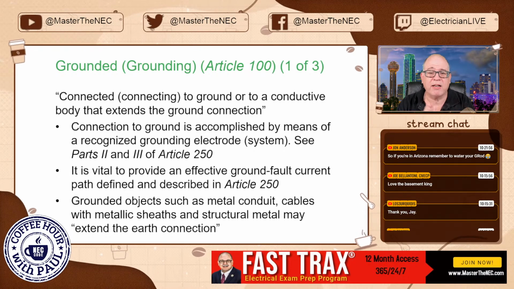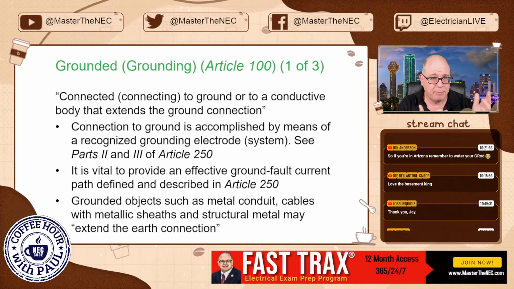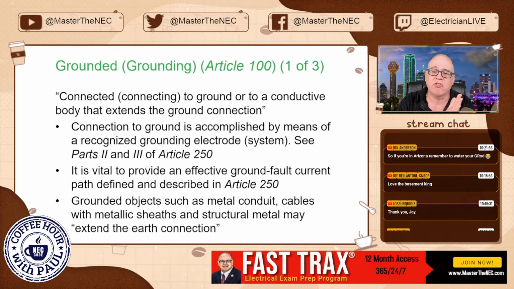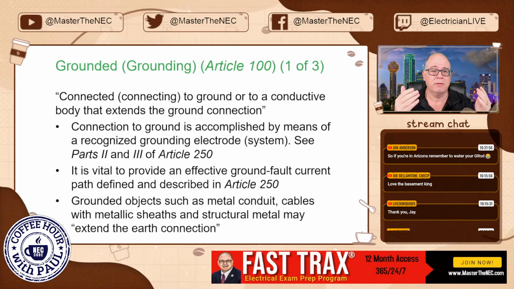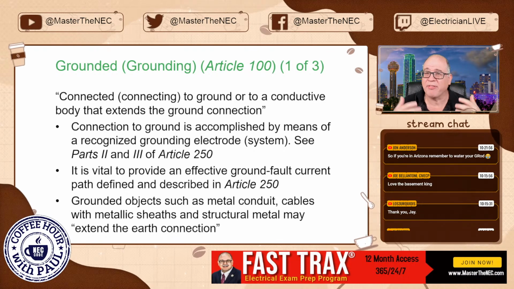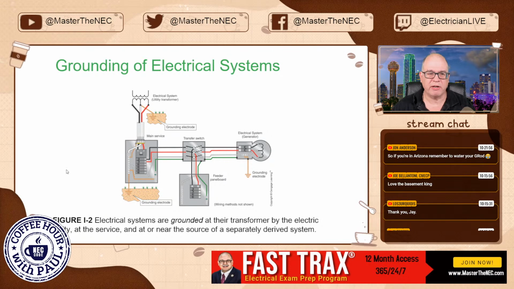So, grounded objects such as metal conduits, cable with the metallic sheathing, like an MC, things like that, and structural metal may extend that earth connection, okay? So there's a lot of things that can extend that connection to earth. So let's look at this graphic here.